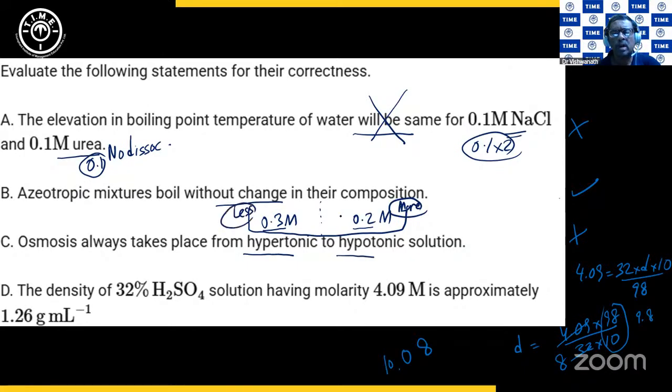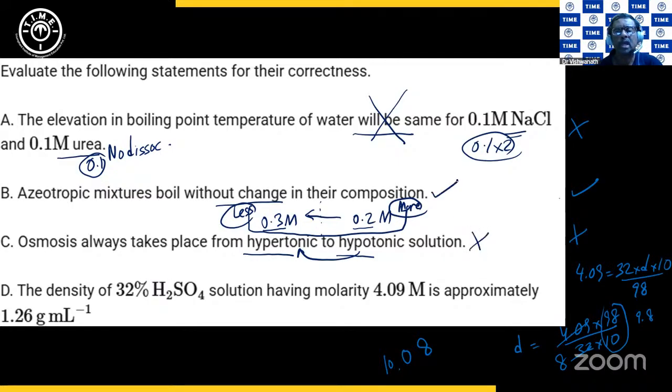Solvent will move from what? From the more side to the less side. That is from hypotonic to hypertonic, not the reverse, because what moves is not the solute, it is the solvent. Therefore, osmosis always takes place from hypotonic to hypertonic, not the reverse. Clear? And the last one here, density of, so this is also not true.